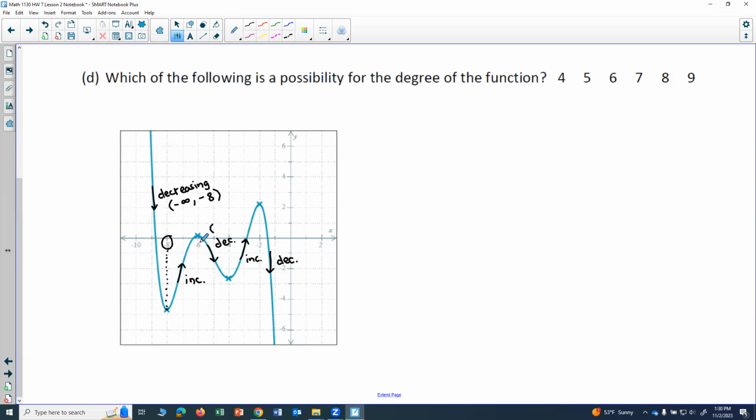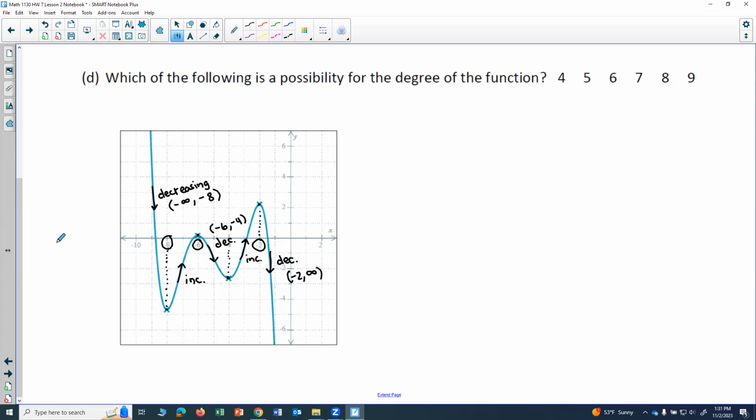Decreasing for this second interval, it's going from here where x is -6 down to this point where the x is -4. And then this last interval for decreasing starts out at x equals -2. And it doesn't stop decreasing. So it's going to go to x equals infinity.